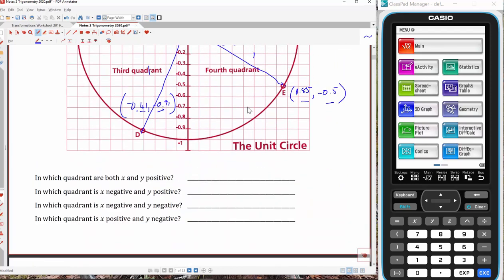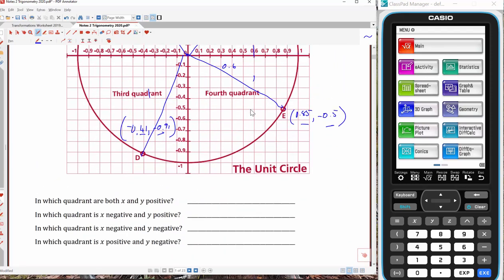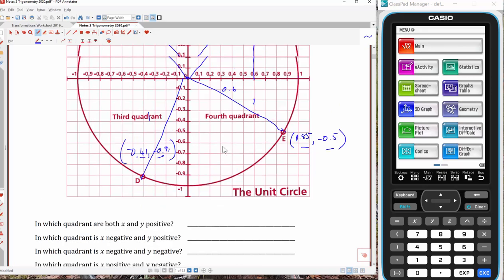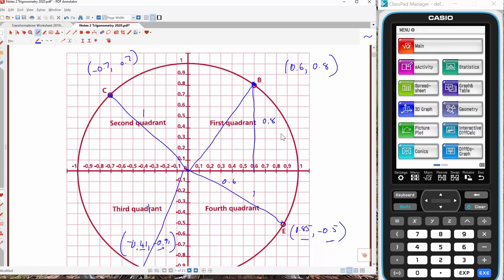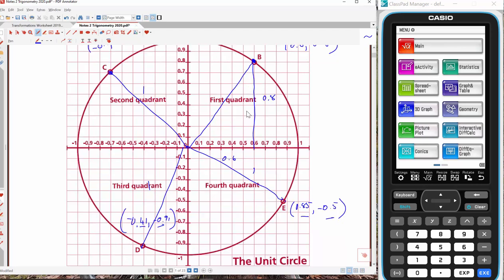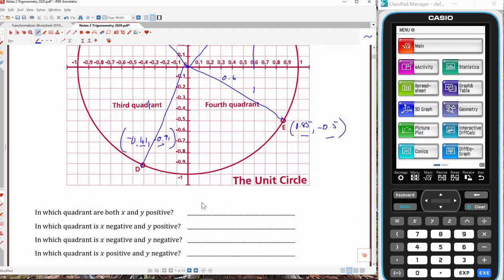The quadrant where both x and y are positive, if you look at your diagram, you'll note that that will happen in quadrant 1. So the x value and the y value are both positive. So that is in the first. Is x negative and y positive? That's the second quadrant. In the third quadrant, x is negative and y is also negative, so that's the third quadrant. And in the fourth quadrant, x is positive, y is negative.